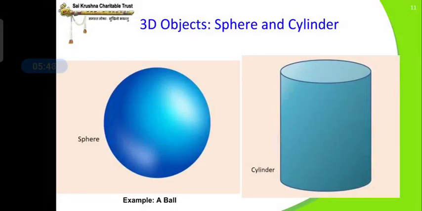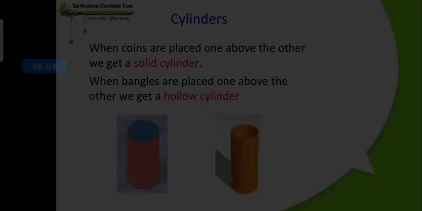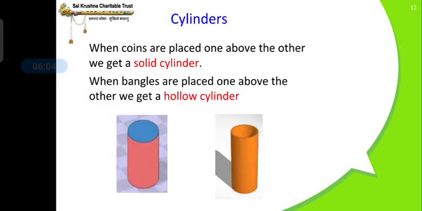And 3D objects, you have sphere, cylinder, a ball, all these come under the examples of 3D objects. So sphere is a 3D object, as you can see. Cylinder is a 3D object. So a ball looks like a sphere, therefore a ball is also a 3D object. So what do you mean by cylinders? You can see two cylinders here. One is called solid cylinder and one is called hollow cylinder.